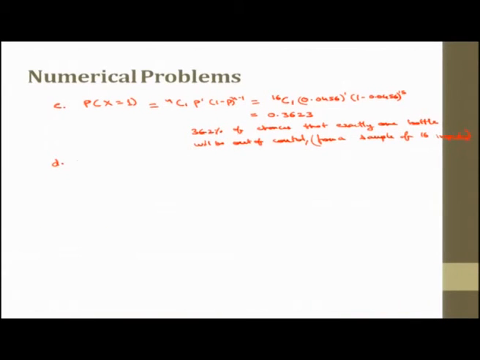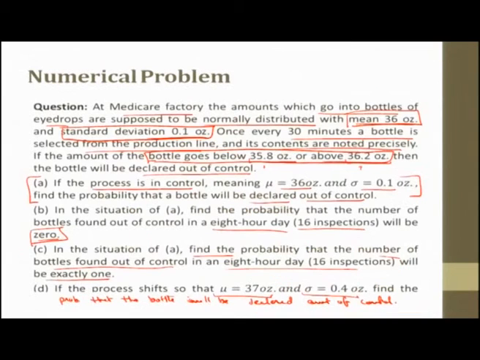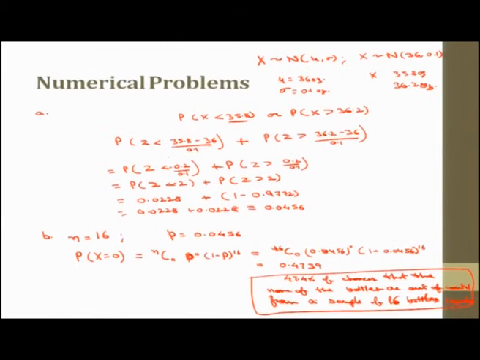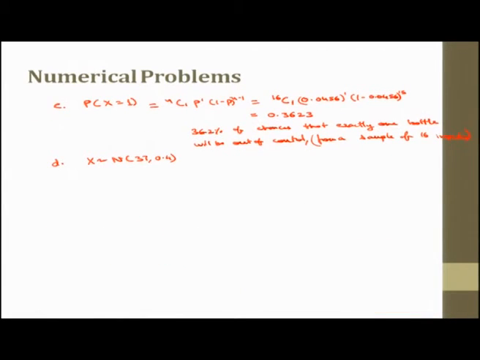Now we have a new normal distribution, that is normal distribution N with a changed value of mu, that is 37, and a changed value of sigma, that is equal to 0.4. We need to check the probability that whether it is out of control or not. I think we just need to do the calculation similar to question number A. Only the values of mu and sigma are changed, and we can find the probability in a similar fashion.